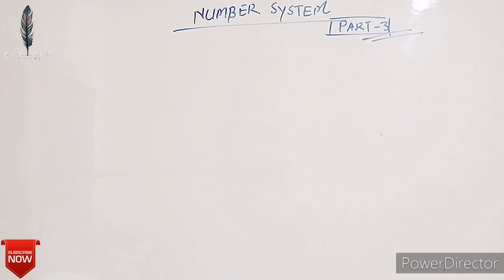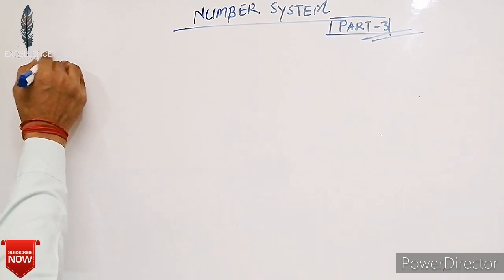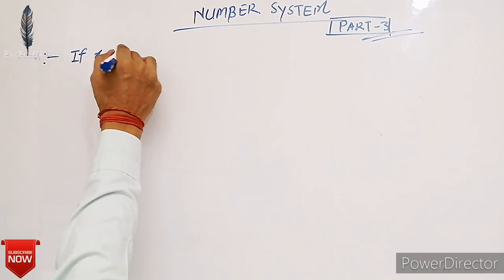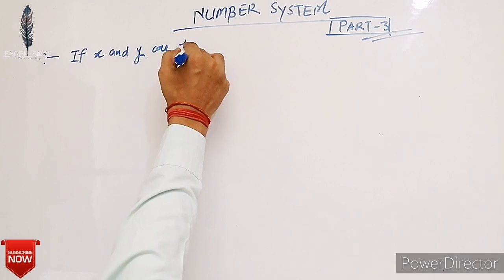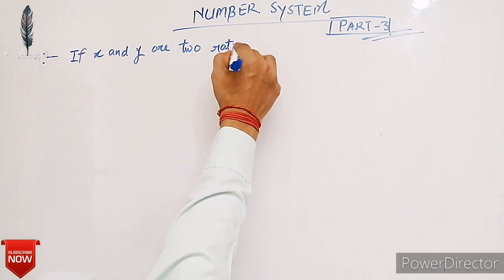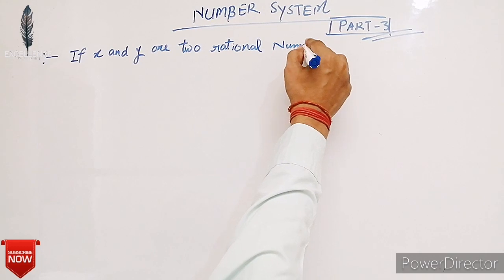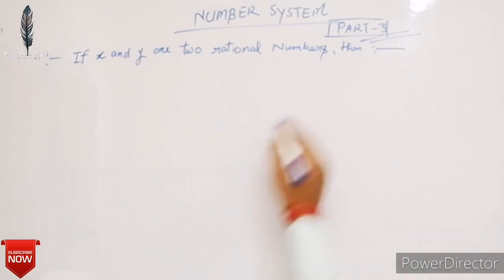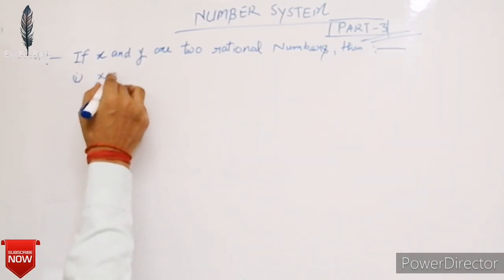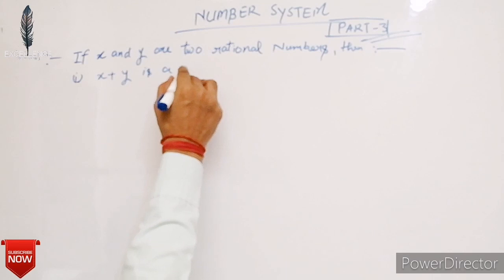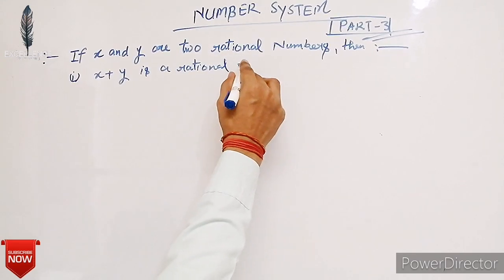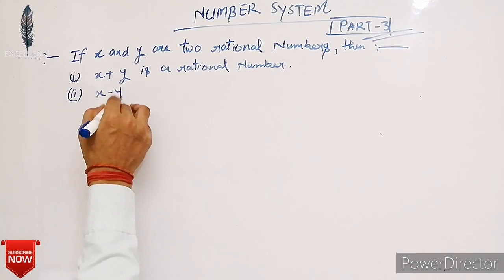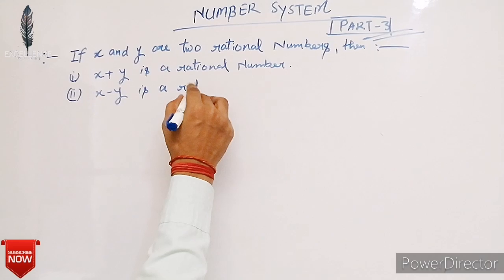Before starting exercise 1.5, first we have to clear some important concepts. If x and y are two rational numbers, then x plus y is a rational number. Second, x minus y is a rational number.